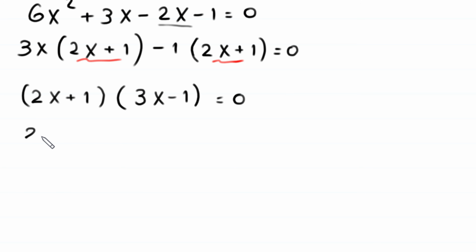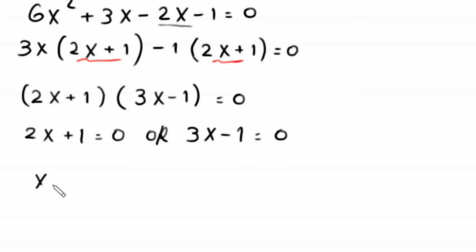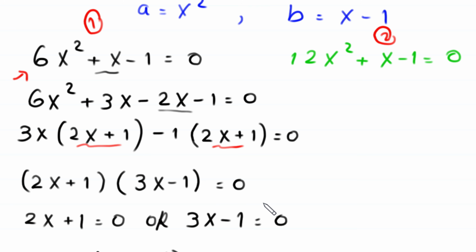Either this expression 2x plus 1 equal to 0, or this second factor 3 times x minus 1 equal to 0. From this equation x will be equal to negative 1 over 2, and from this equation move this negative 1 to the right hand side and divide both sides by 3. This implies that x is equal to 1 over 3. Now we move on to the second case. In the second case we have this quadratic equation.